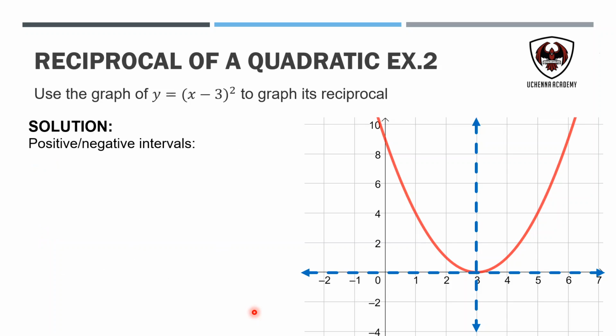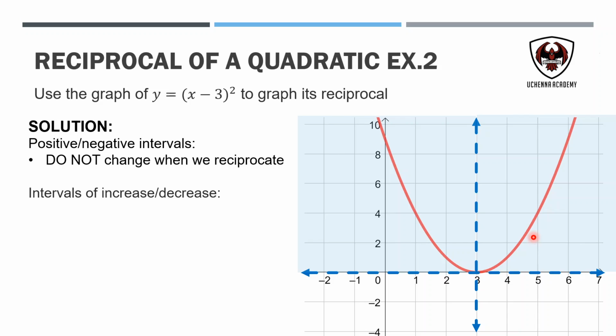Now, how do we sketch this? Well, let's look at positive and negative intervals next. We should know by now that those do not change when we reciprocate a function. So when I make this y is equal to (x minus 3) squared into 1 over that, the positive versus negative numbers are not affected. If something was positive originally, it'll stay positive.